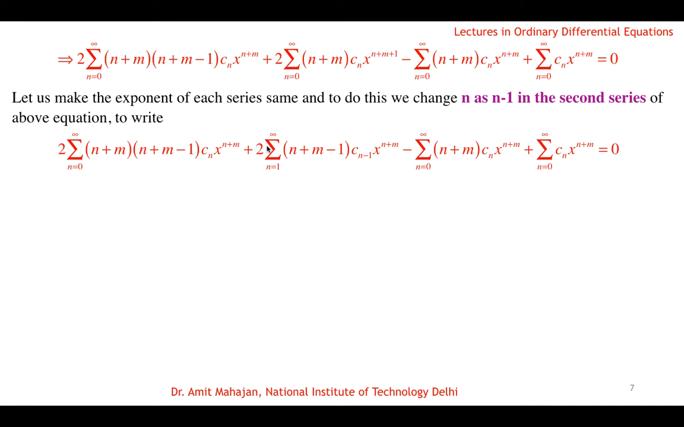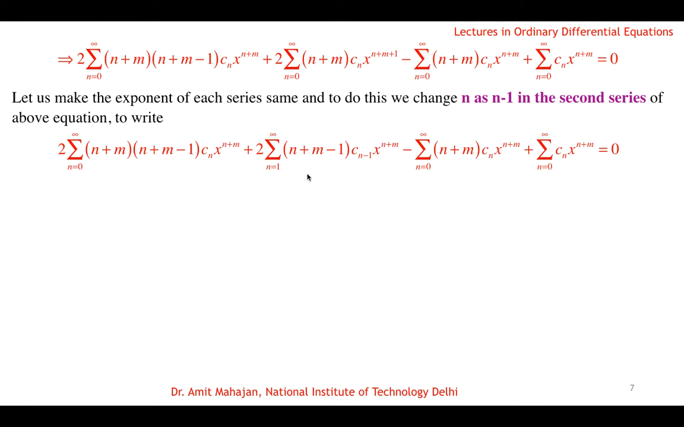Okay, so in the second series, this n becomes n minus 1, so it is (n plus m minus 1) c(n minus 1), and x power n plus m minus 1 plus 1, where the 1s cancel. The starting position, when n is substituted as n minus 1, so n minus 1 equals 0, means n equals 1. Okay, and the first, third and fourth remain the same. Now the exponents, the powers of x, are the same.